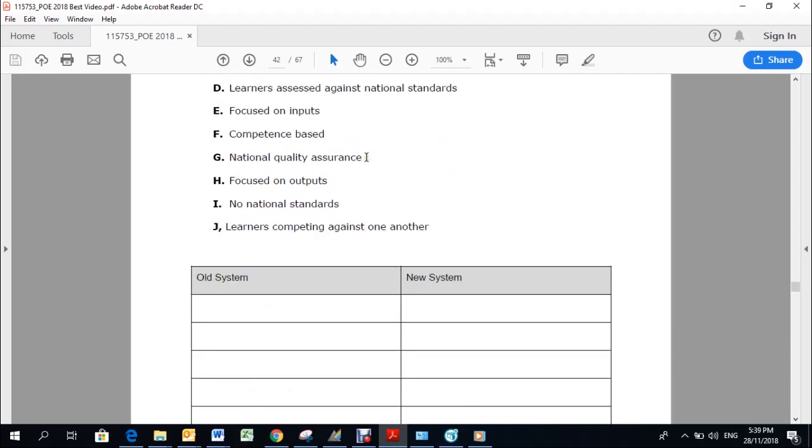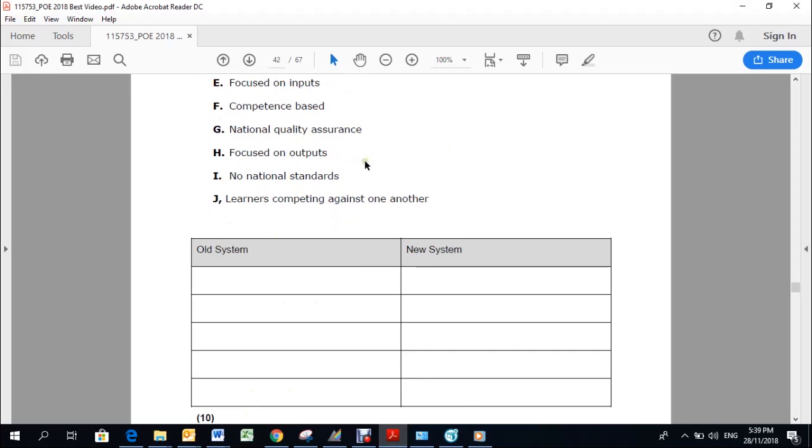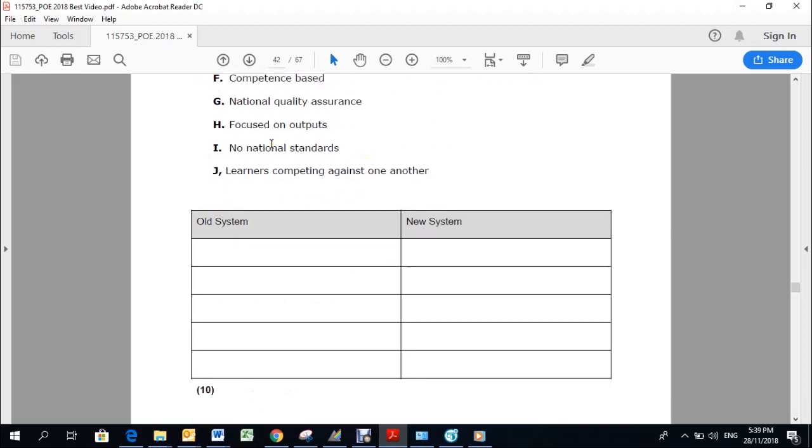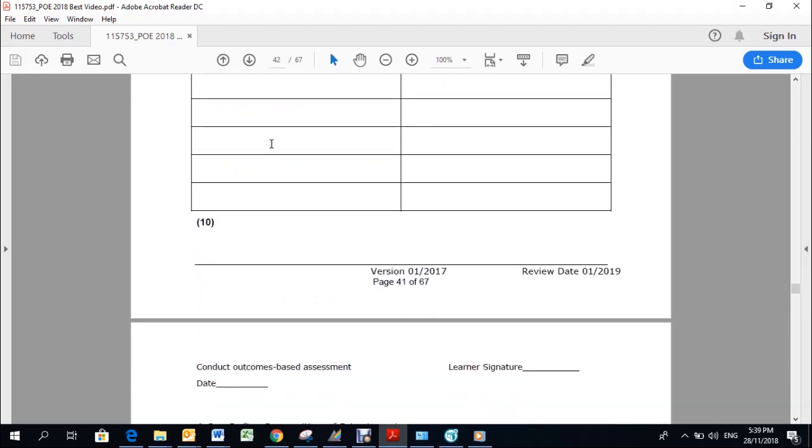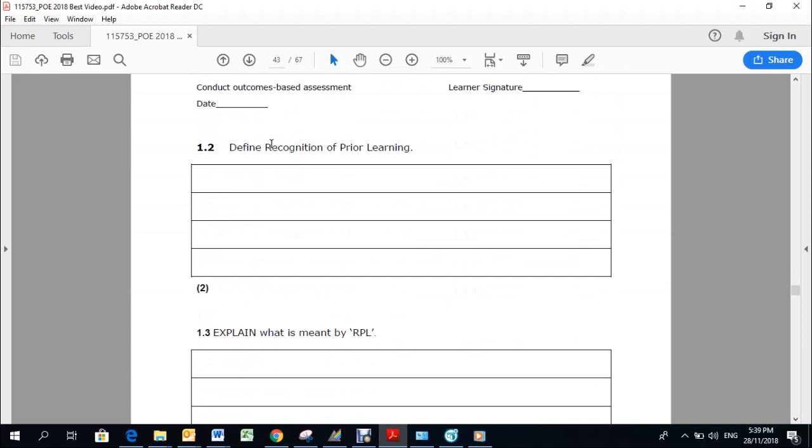We move on to the next question. Define recognition of prior learning. I always advise my learners to say, if you are doing this, go into Module 1.2 in our portfolio, in our manual, and then you get all this information. But let's give an example of 1.2.